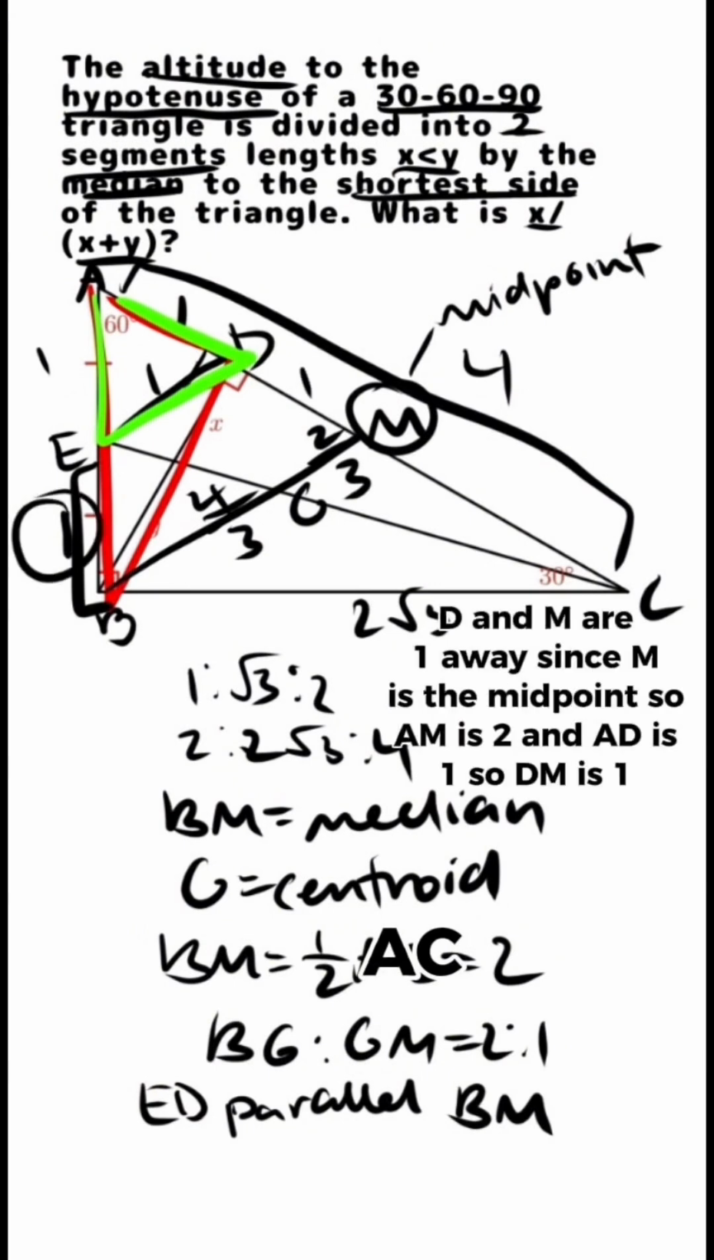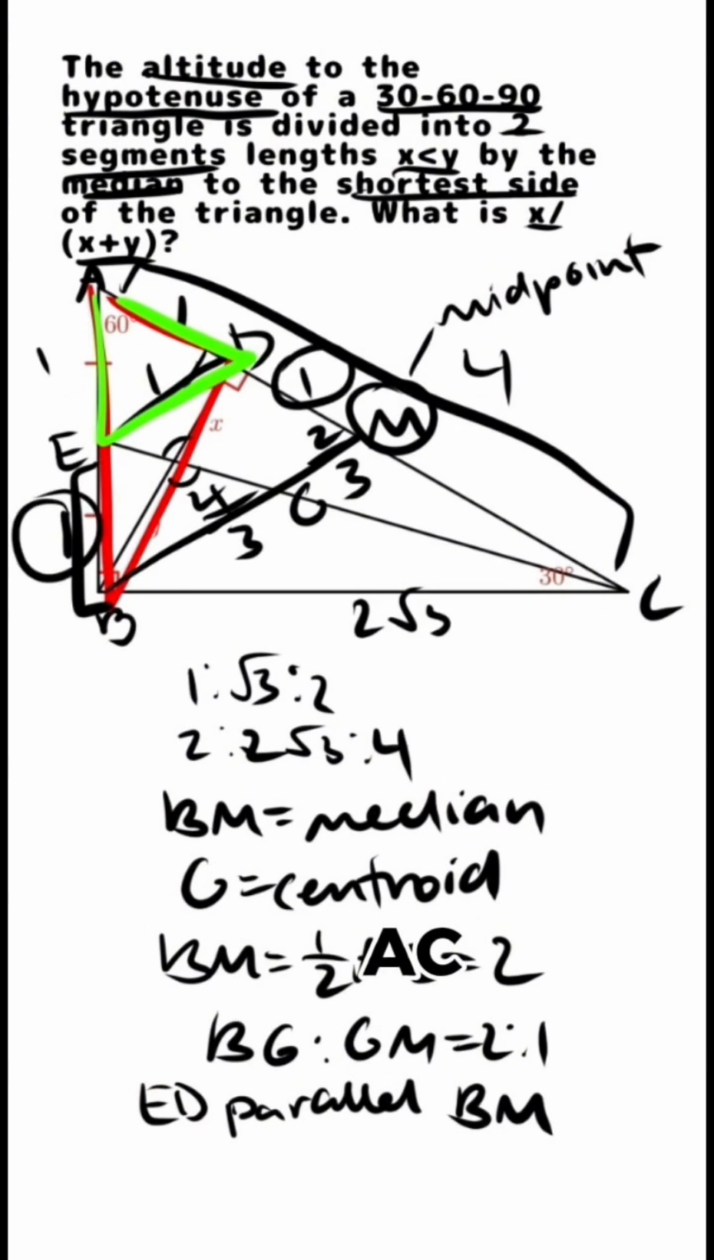Because of AA similarity, if we call the point where lines DB and EC meet point H, triangles EDH and BGH are similar, which gives us x divided by y equals 3/4, or x divided by x plus y is 3/7.